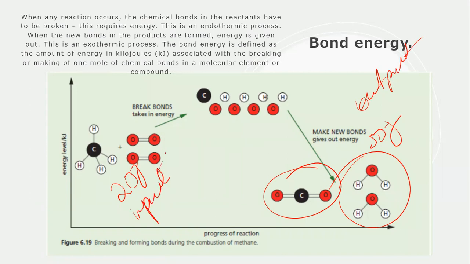So that is an exothermic reaction. In an exothermic reaction, the energy to break the bonds is less than the energy that we get from making the bonds. In an endothermic reaction, it is the opposite. In an endothermic reaction, the energy we get from making the bonds is less than the energy we need to give to break the bonds. So that is what basically ends up happening.